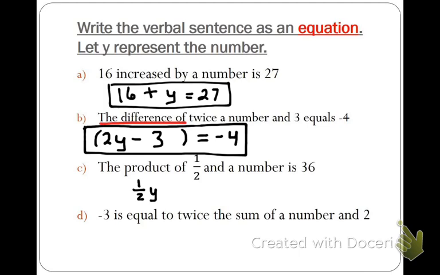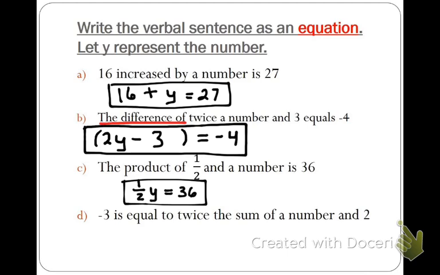I don't want you to put parentheses. I don't want you to put a little x. I just want you to stick it right next to each other. So here we have 1/2 y. So it says the product of half and a number is 36. So what do I have to do to finish off my equation? Equals 36 is correct. And that's it. Box your answer in.